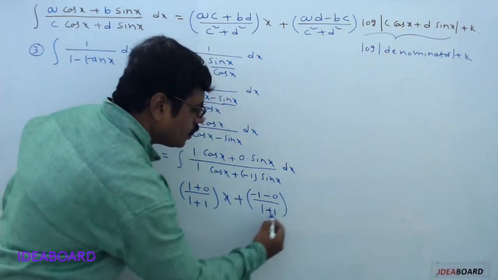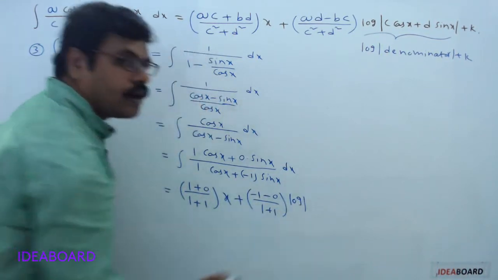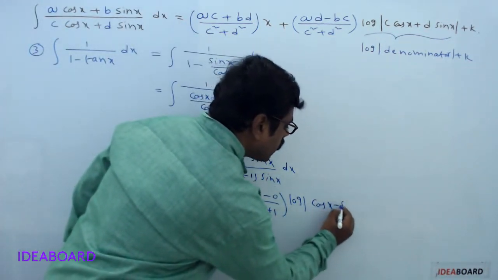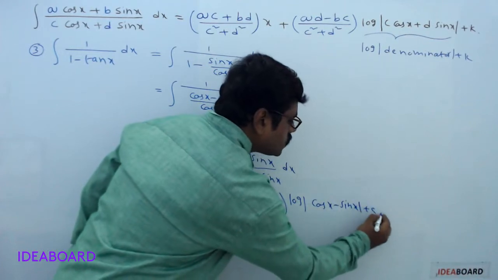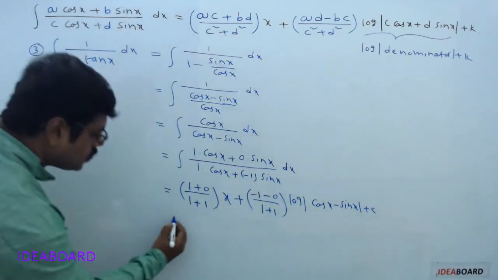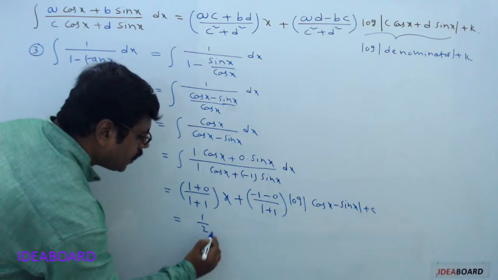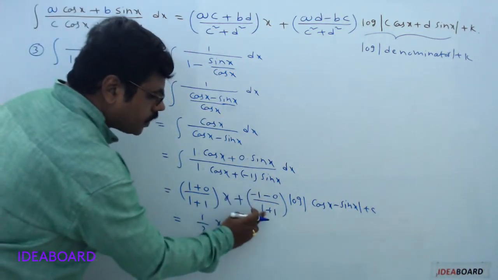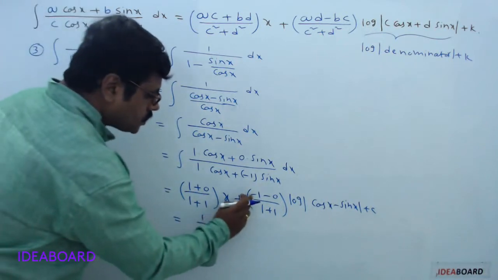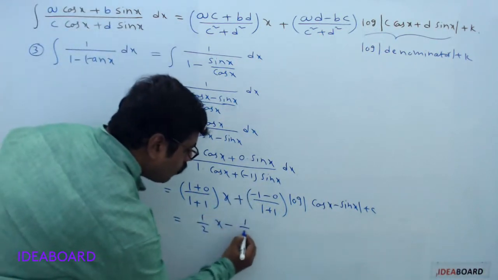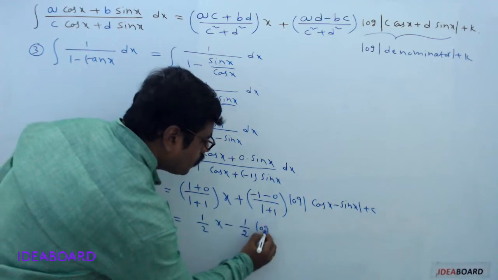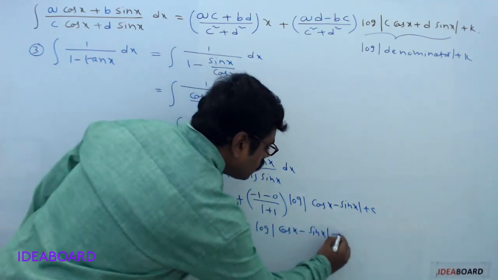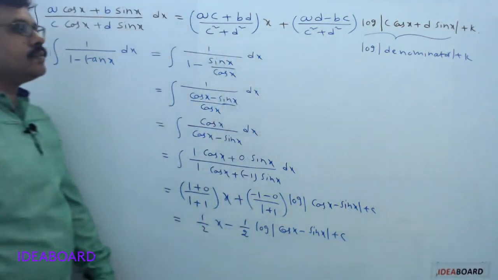This is 1 plus 1 into log mod denominator. Denominator is cos x minus sin x plus some constant C. So it is 1 divided by 2 into x. This constant term is minus 1 divided by 2. So plus minus 1 divided by 2 into log mod cos x minus sin x plus some constant C.